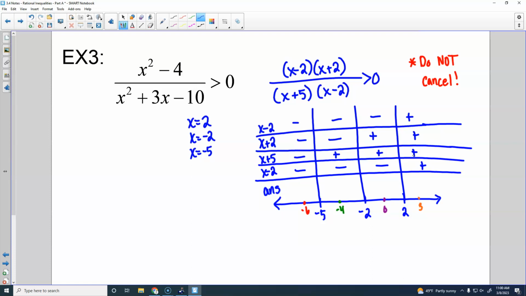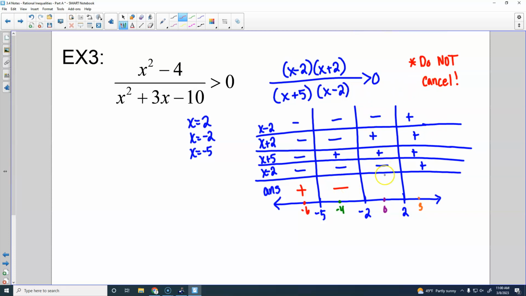Okay, any questions so far on setting up that part of the chart? Now, I just want to look at my chart. In this column right here, I have 4 negatives. That's an even number. That's going to give me a positive. Right here, I have 3 negatives. That's an odd number. That's going to give me a negative.